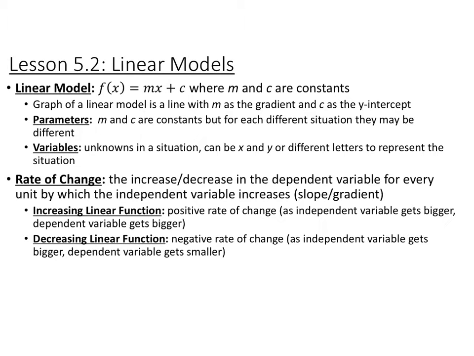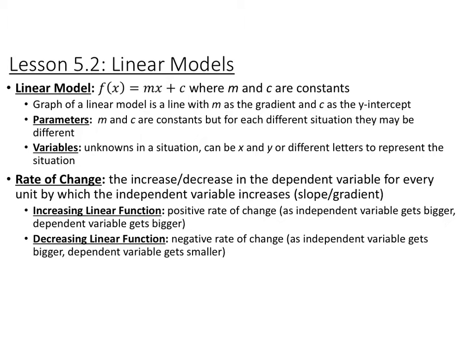So the graph of a linear model is a line. We call these parameters because m and c are constant, but for every situation they change. So they're not variables, but they do change depending on the situation. The variables are your unknowns, so usually x and y, or whatever variables you're using to represent it in a given situation. Rate of change is the same thing as gradient, so that's your m value.